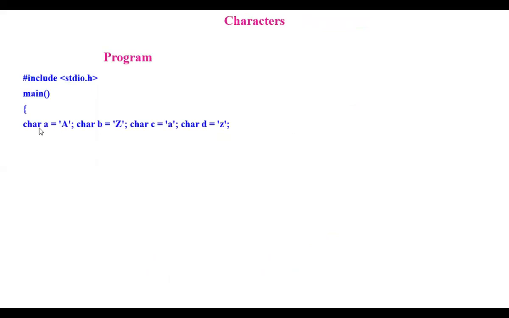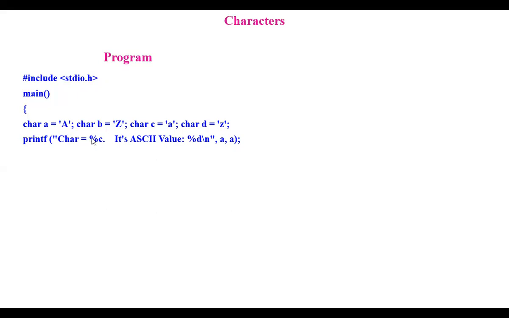Okay. Now, coming to characters, I have taken different variables. Character A is assigned capital A, B capital Z, C small a, D small z. Okay, let us see. I want to get the ASCII value of character A. This A, small a, is the variable, and it is actually indicating capital A.